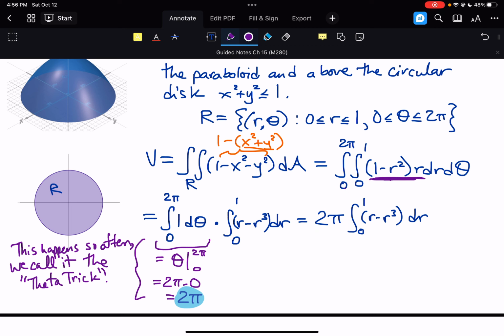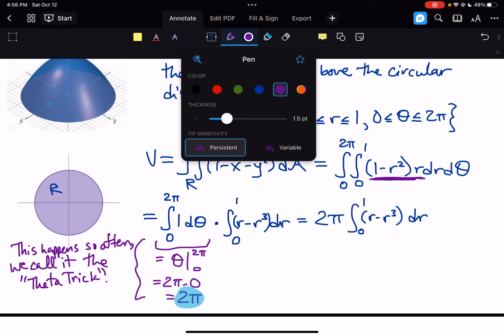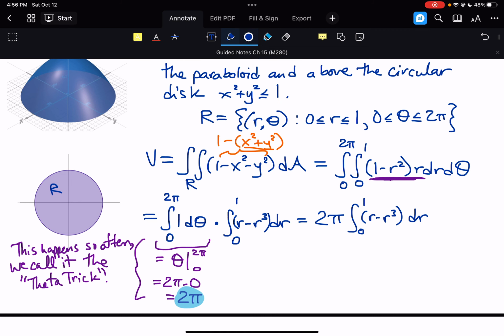So, we have to be careful that the bounds are appropriate and that there are no functions of theta in here. But given this situation where you do have 0 to 2 pi d theta, we can just skip over the solution of this integral and jump straight to the 2 pi. And again, that's just using what we call the theta trick to simplify a step that does repeat itself a lot throughout many of these types of problems.